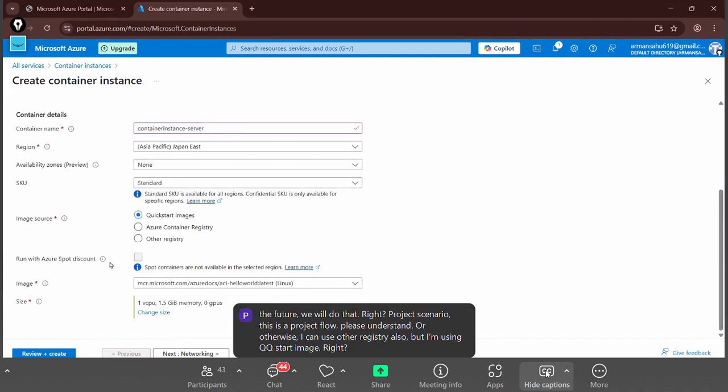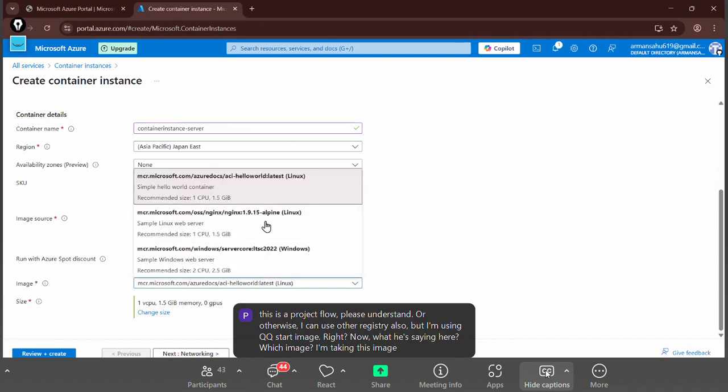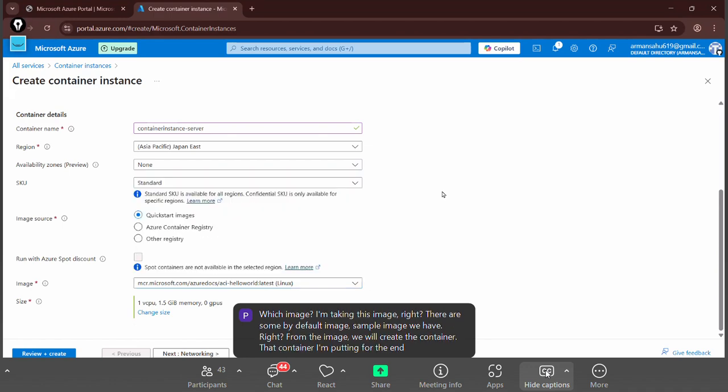Right? Now, what is it saying here? Which image? I'm taking this image, right? There are some default sample images we have, right? From the image, we will create the container. That container I'm putting for the end user. Where? By putting that into the server, right?